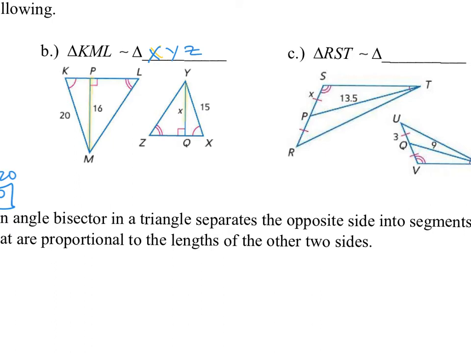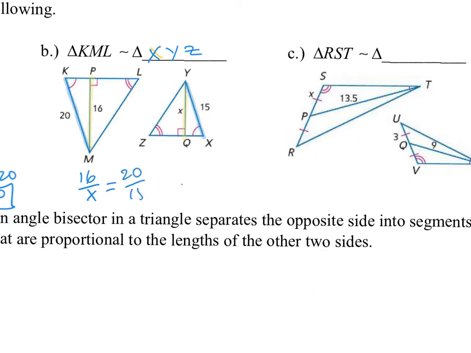Those altitudes would be similar, the ratio of those altitudes would be equal to the ratio of any two corresponding sides. So looking at the sides that we are given measures for, KM and YX, let's make sure that they correspond. Notice that KM are the first two vertices named in the first triangle, and XY are the first two vertices named in the second triangle, so they definitely correspond. So we can write a proportion. We can say that the ratio of those altitudes, which would be 16 to x, is equal to the ratio of the corresponding sides, which would be 20 to 15.